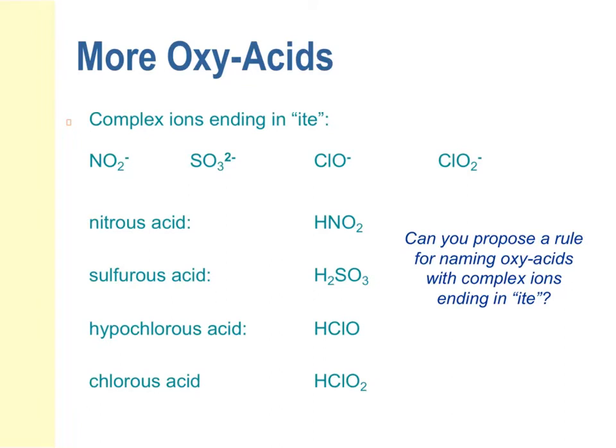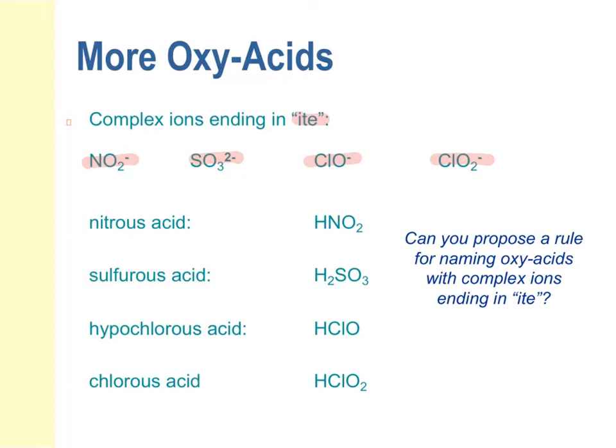The other broad type of oxyacid contains a complex ion, but this time whose name ends in ite. So here we have nitrite, sulfite, hypochlorite, and chlorite. The acid formulas, the first one, HNO2, gets 1 hydrogen because the nitrite was 1 negative.